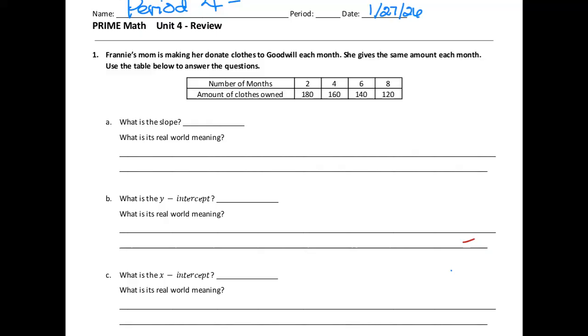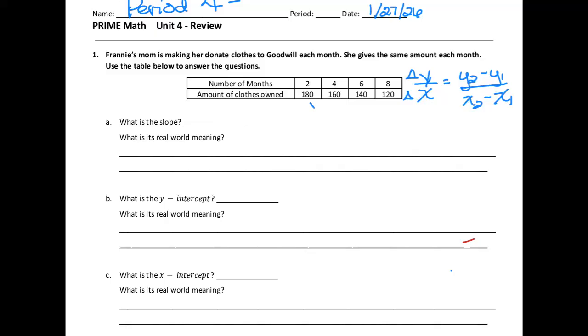What is the slope? You're like, ugh. Slope. How do we find slope again? Change in y over change in x, which is y sub 2 minus y sub 1 over x sub 2 minus x sub 1. So any 2 y values, subtract them. Do the same with the x values, subtract them.